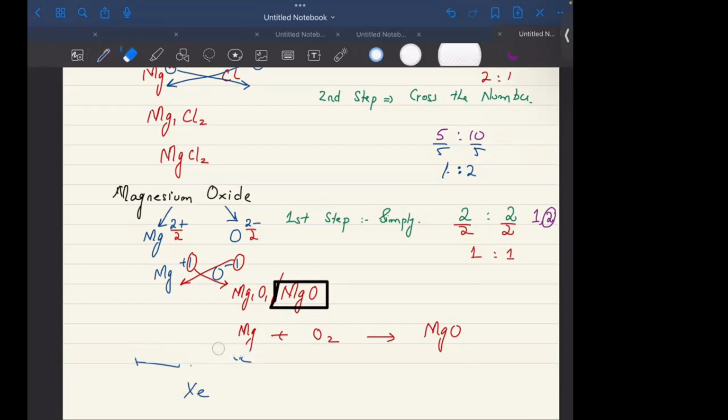Okay, thank you, sir. They will be joining metals and non-metals. And metals may include any element from group 1 till group 3, and non-metals may include any element that can form an ion from group 5 till group 7.